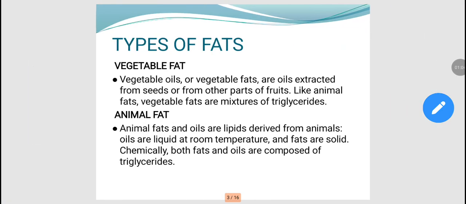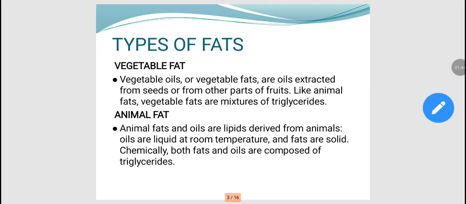Next, types of fats. There are two types: vegetable fat and animal fat. Vegetable oils or vegetable fats are extracted from seeds or other parts of the fruits. Like animal fats, vegetable fats are mixtures of triglycerides.